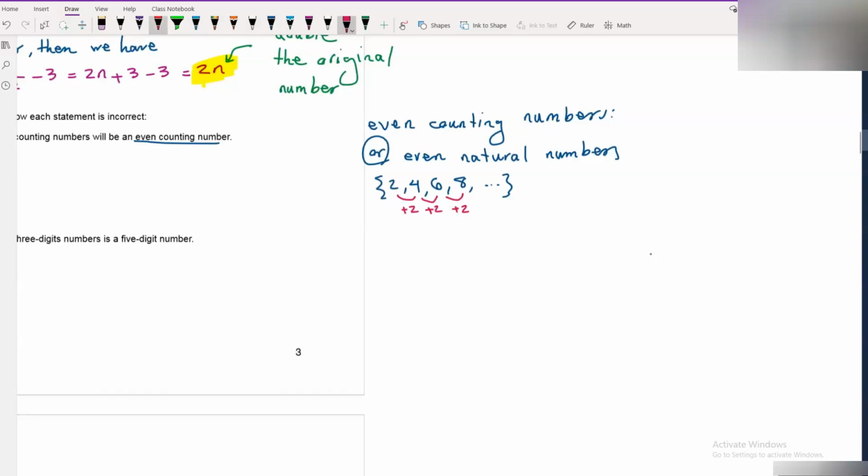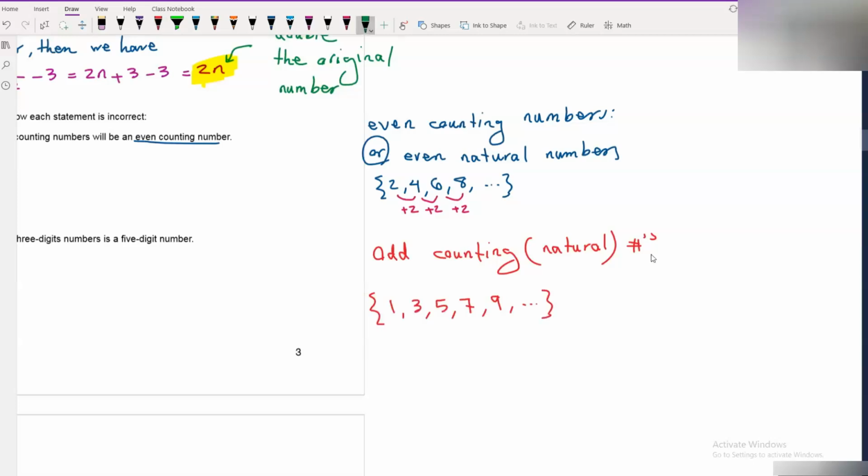So that was even. I'm going to write what odd is. Odd counting or natural numbers. For odd, we have to start with 1, 1 plus 2, 3, 3 plus 2, 5, 5 plus 2, 7, 7 plus 2, 9. But here again, we have to add 2. It's the same pattern, but the starting point is different.